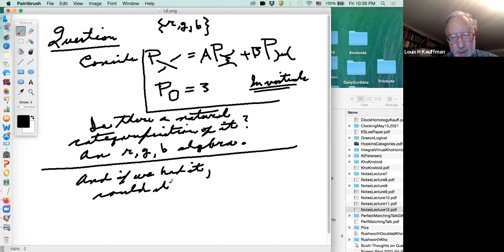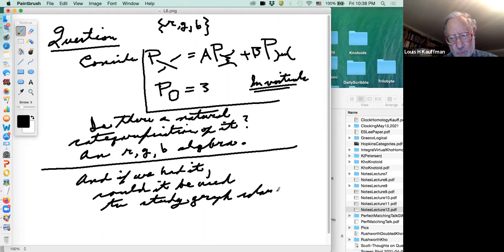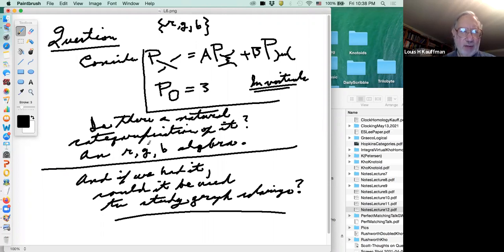could it be used to study graph colorings. So I'm going to take it as a bit of homework for myself, you might think about it, to see whether I could generalize the Lie algebra to an RGB algebra that would give me a homology theory. I don't insist on topological invariance. I'm just looking for a way to reflect the coloring problem into a homology theory in a creative way.